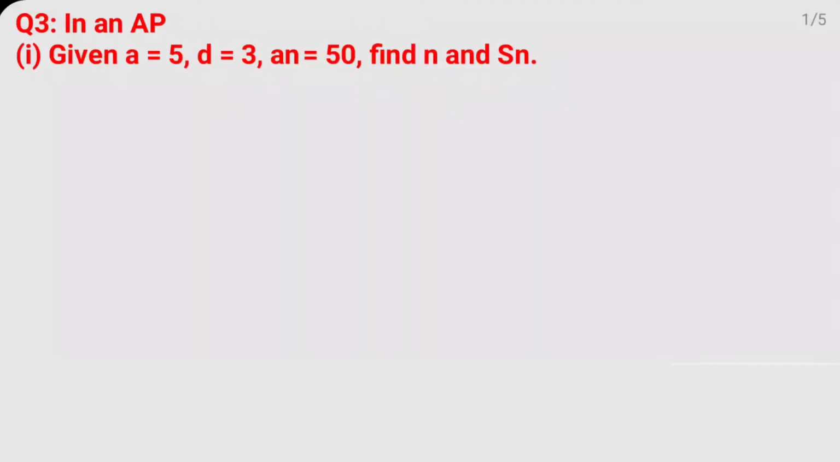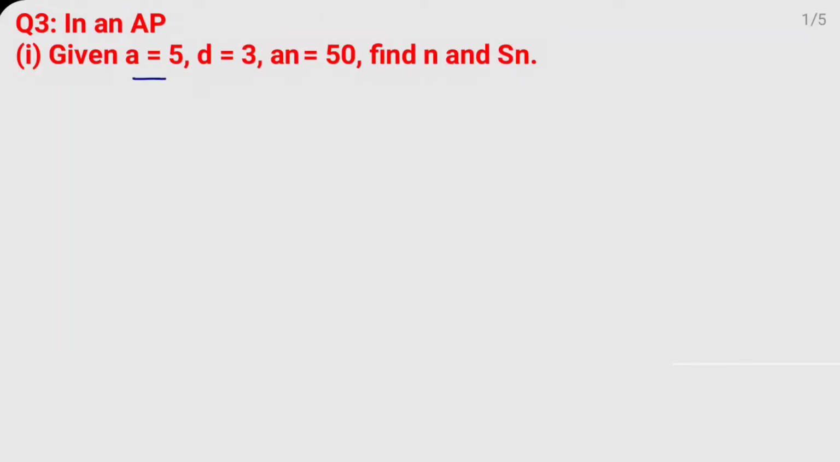Hello fellows, we are discussing arithmetic progression exercise 1.3. So today's section I am going to solve the third main in an AP. Look at the first question. Given a equal to 5 and d is 3 and an is 50, find n and Sn.